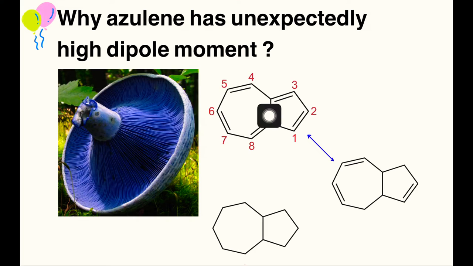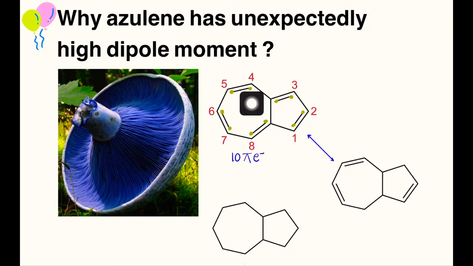So let's see. This is azulene, which is a bicyclic compound. Two rings are there with a total of 10 pi electrons. If you count the total pi electrons, it will be 10. Let me count it. This pi bond has 2 electrons, this pi bond has 2 electrons, this one has 2, this one has 2, and this pi bond has 2 electrons. So a total of 5 pi bonds are there, together making a total of 10 pi electrons.